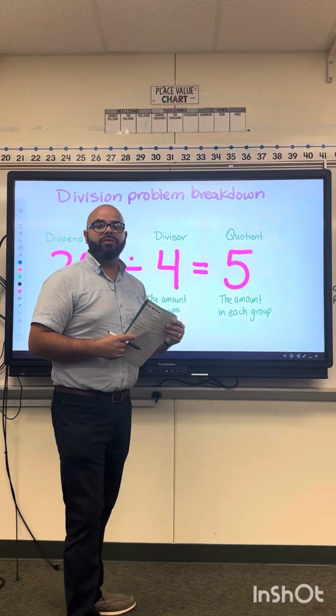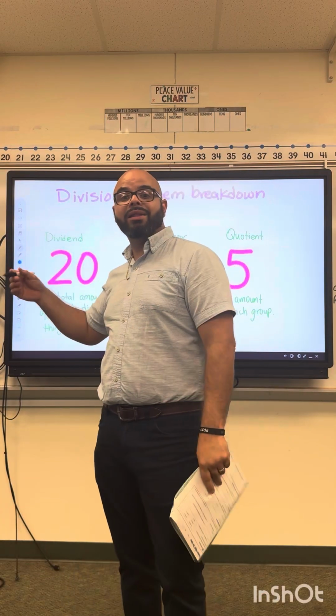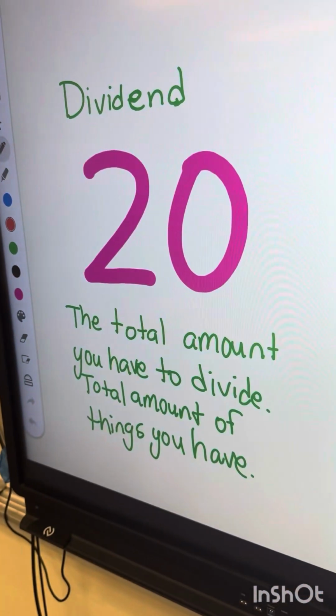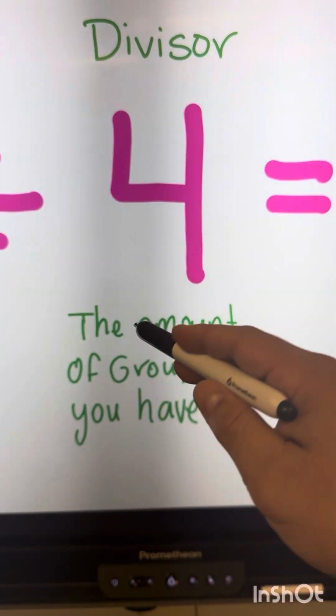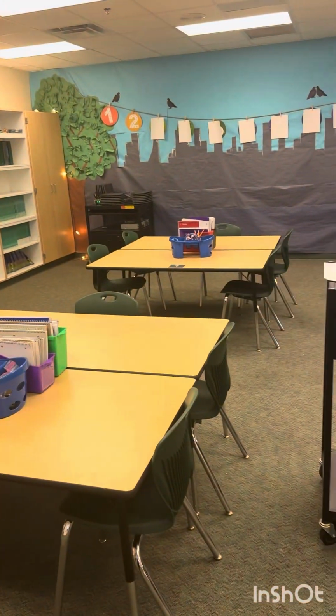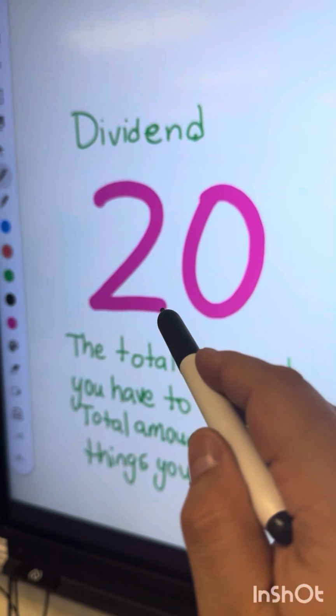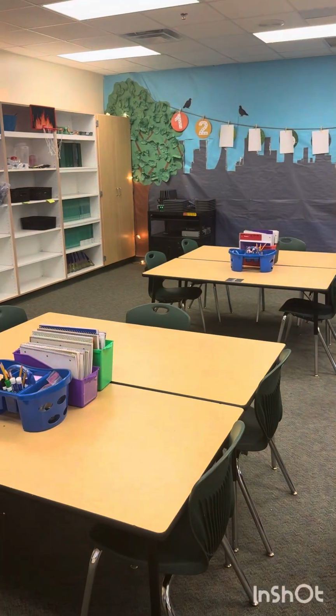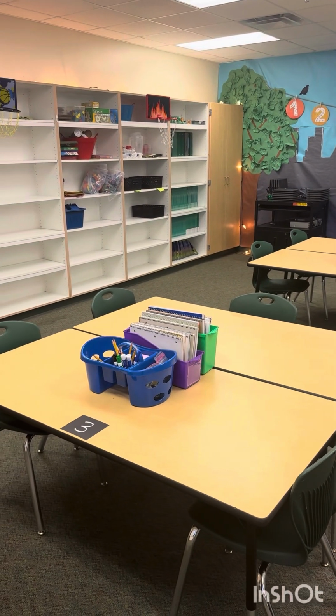The divisor is the amount of groups you got to divide that 20 into. So right now, for example, I'm going to turn around this camera here. I have 1, 2, 3, 4 groups. I have 20 people. So the divisor is the amount of groups you have. I have 4 groups, so I need to divide those 20 people into these 4 groups. When I divide those 20 into the 4 groups, I have 5 people in each group.